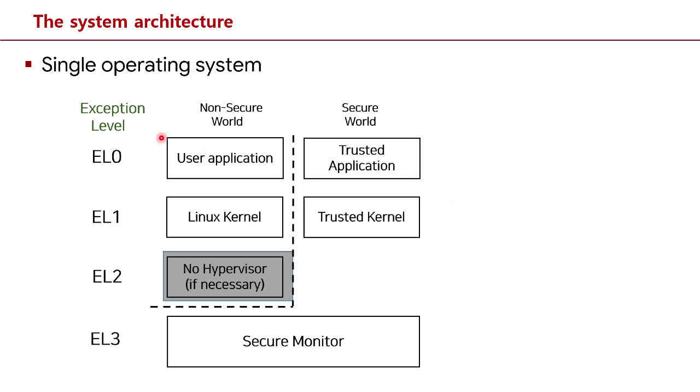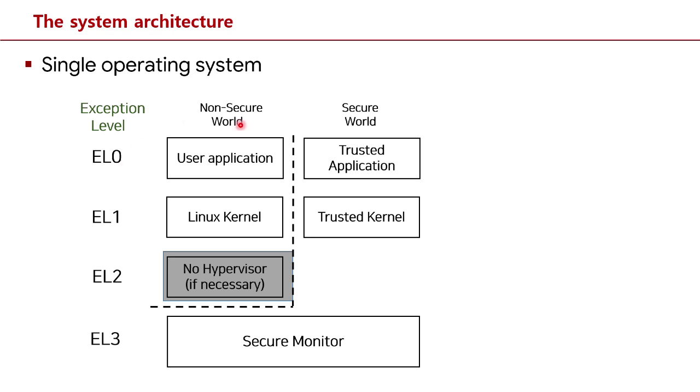Now let's look at the important part. Here, I believe that you are familiar with this kind of terminology: exception level 0, exception level 1, exception level 2, and exception level 3. Exception level 3 has the highest privilege level, and exception level 0 has the lowest privilege level.